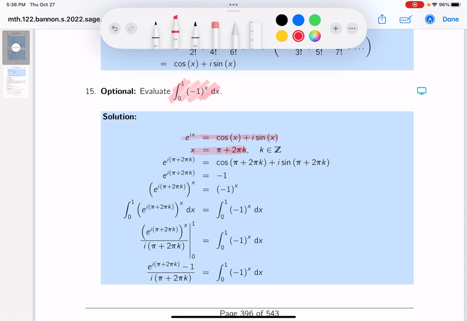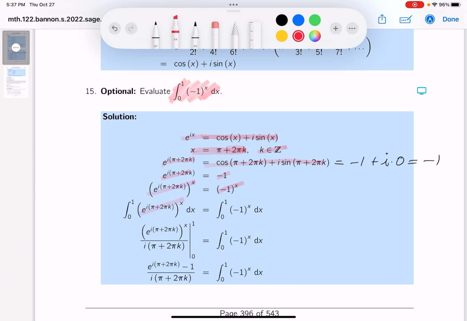I plug it in. Again, I'm selecting x to be pi plus 2 pi k, where k is some integer. And relatively simple, by the way, what do you get? Well, it's going to be the cosine of pi, and it keeps repeating itself every 2 pi k, so that's minus 1, plus i times the sine of pi, which keeps repeating every 2 pi k and is simply 0. So you get minus 1. Now I know that e to the i(pi plus 2 pi k) is equal to minus 1. So then I raise both sides to x, and I get this.